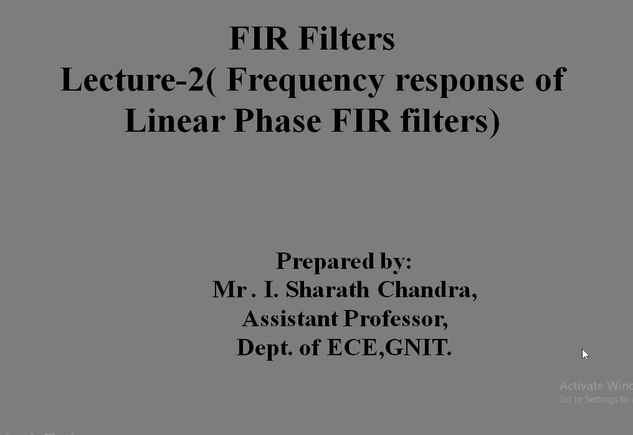From the condition that we derived yesterday, we have seen that whenever h of n is equal to h of n minus 1 minus n, for the value of alpha equal to n minus 1 by 2, then h of n has a special kind of symmetry.